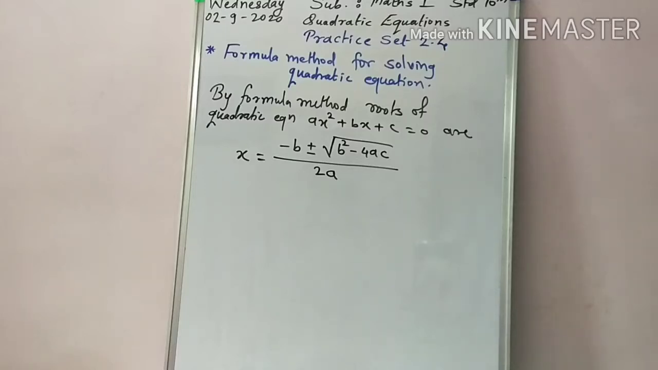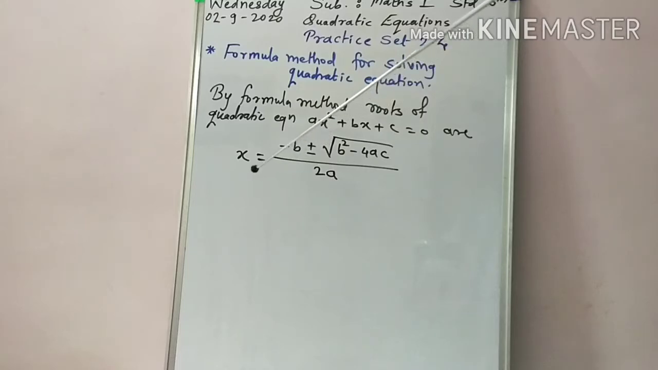So we skip it and now we start practice set 2.4, where another method is known as the formula method for solving quadratic equations. According to the formula method, how do we get the roots of a quadratic equation? If the quadratic equation is in the form ax square plus bx plus c equal to 0, means in its general form, then using this formula we can find the roots of that equation.